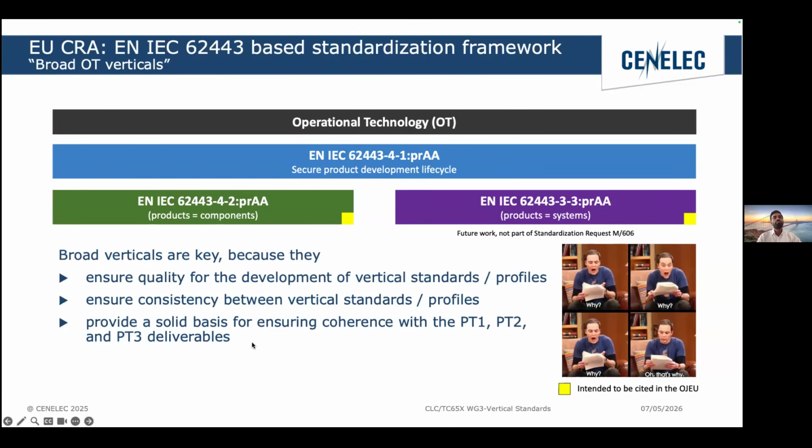And they provide a solid basis with PT1 and PT2 and PT3. Why do I say this? 4-1 and 4-2, these two broad verticals, not only ensure the consistency between the existing IEC series and CRA, but also with the harmonized standards from PT1 and PT2. This gap analysis is also done between these three deliverables. So that's the importance of the broad verticals.